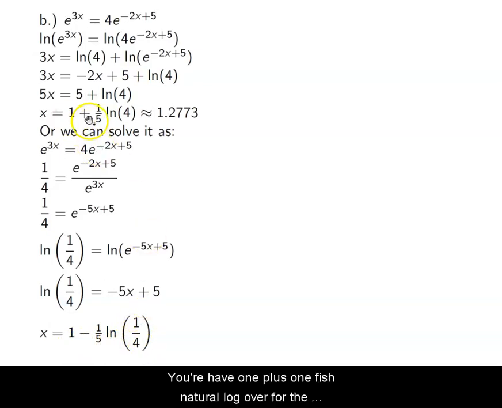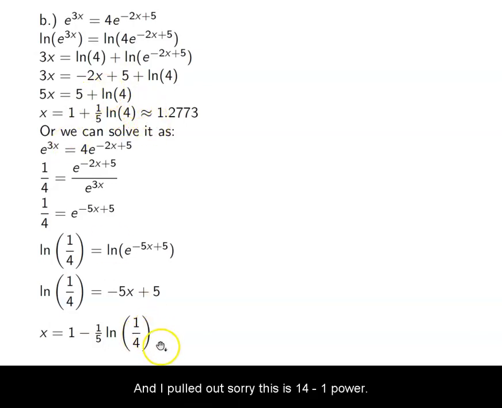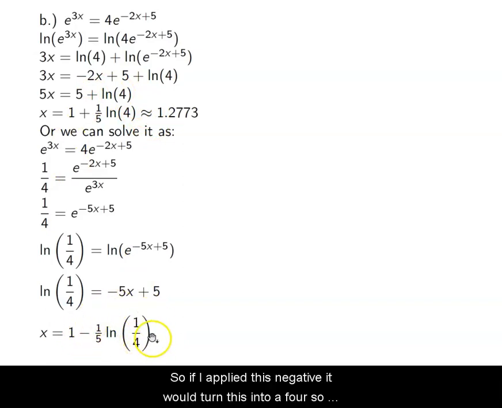Here I have 1 plus 1/5 natural log 4. The difference is that this 4 versus this 1/4. 1/4 is 4 to the negative 1 power, right? So if I applied this negative, it would turn this into a 4. So these are actually the same thing.